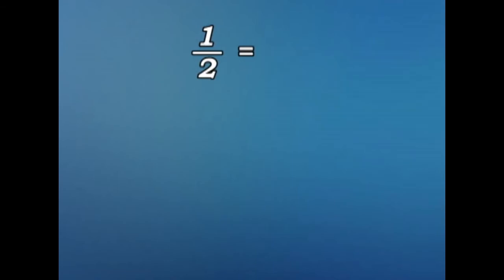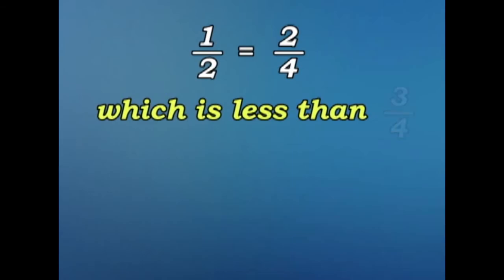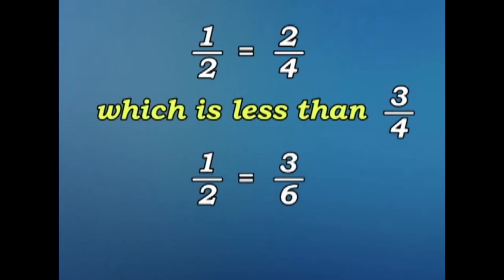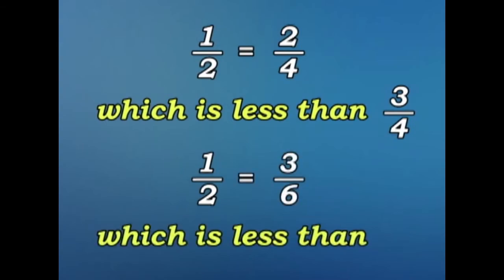1/2 is the same as 2 over 4, which is less than 3/4. It's only 2/4. And 1/2 equals 3 over 6, which is less than 4/6. So if you multiply 3 over 4 by 4 over 6, you get 1/2, which is less than you started with.